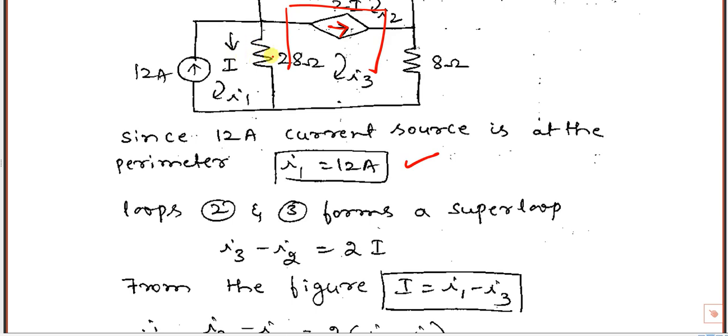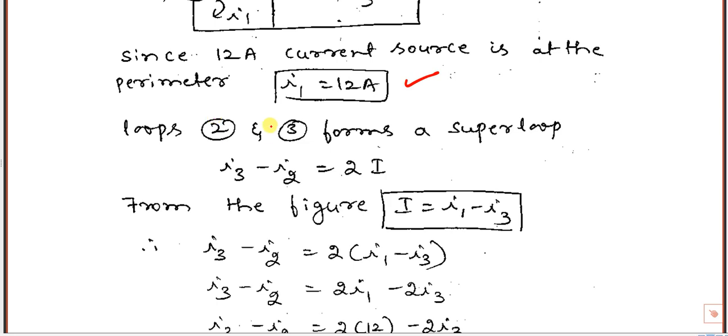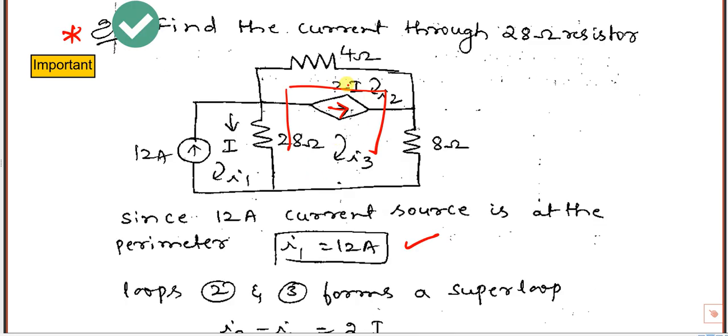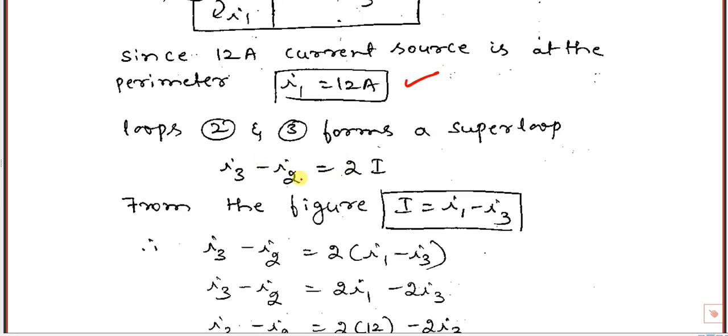Where I is the current through this 28 ohms. So I3 minus I2 is the value of this current source, which is 2I, and we have to substitute the value of I, which is I1 minus I3. So I3 minus I2 is equal to 2, and this I value is substituted with this value.